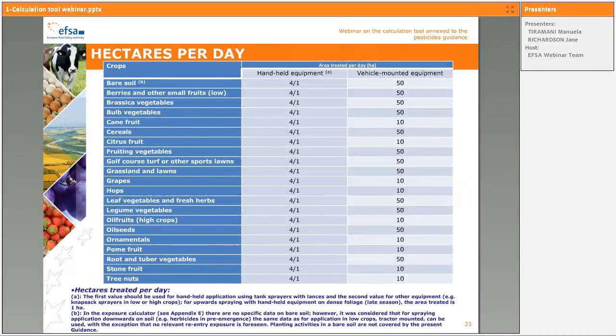With regard to some of the default values that I mentioned before, here there's an extract of the guidance where you can see how the working group decided to define the number of hectares treated per day. And you can see that depending on the handheld equipment or the vehicle-mounted equipment, they change.